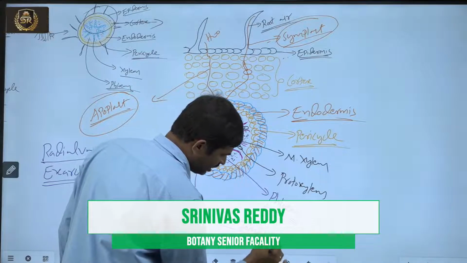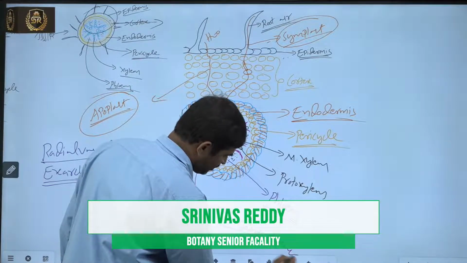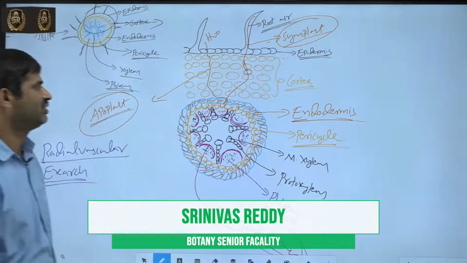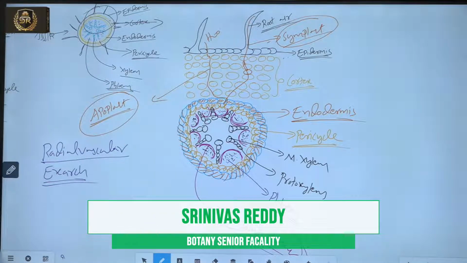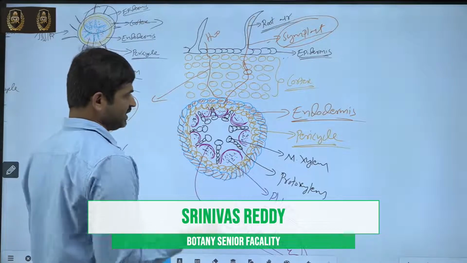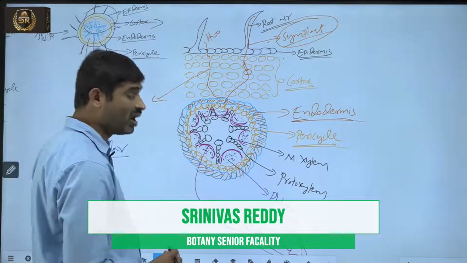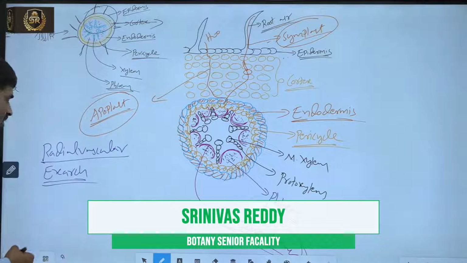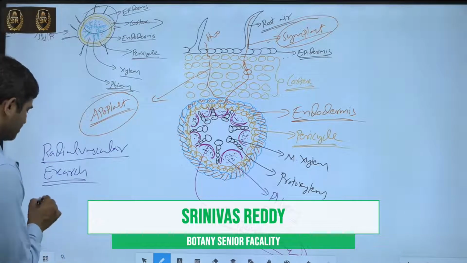Conjoint tissue is present. Next one, xylem vessels more than 6. This condition is called polyarch condition. Polyarch xylem vessels are present.